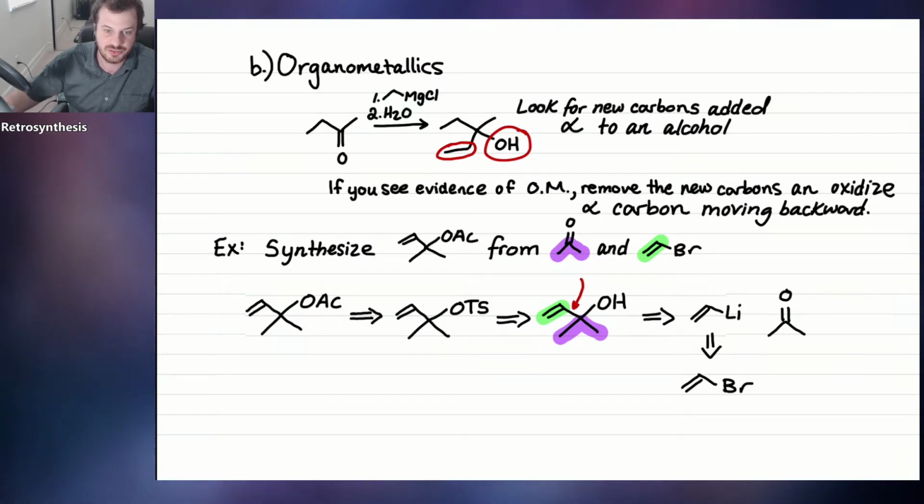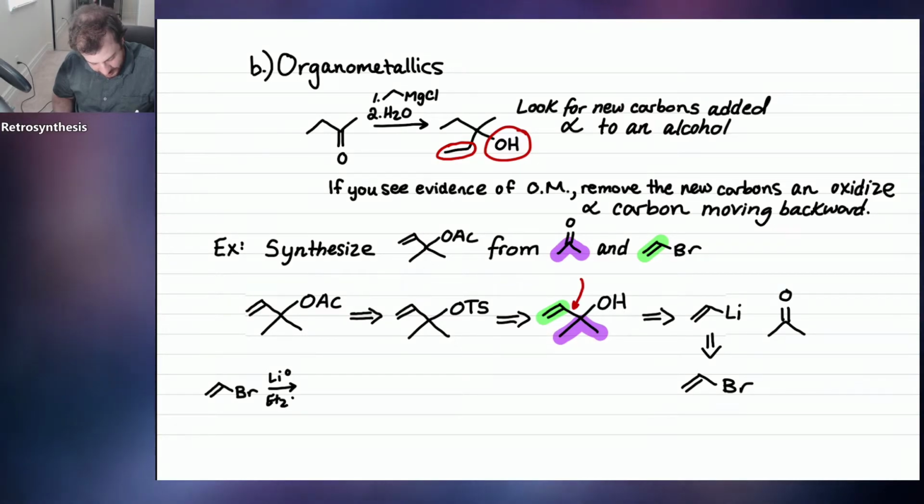Now we're ready. Now that we've planned our synthesis in reverse, we can do our synthesis in a forward direction. This is the fun part. So we'll start with our alkyl bromide, and we'll treat it with lithium metal. Typically, ether is the solvent. This is where you've got to remember all the different reactions.